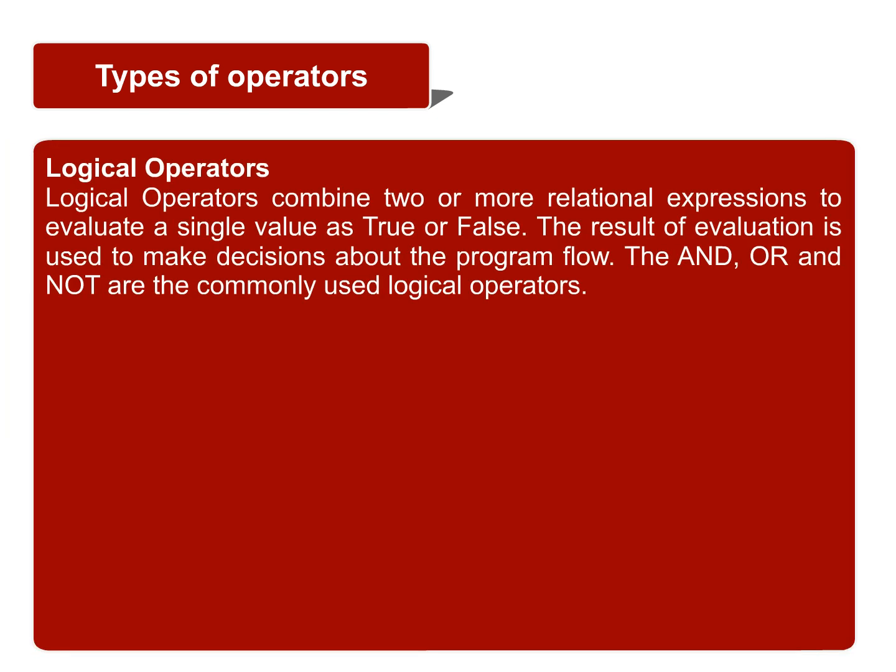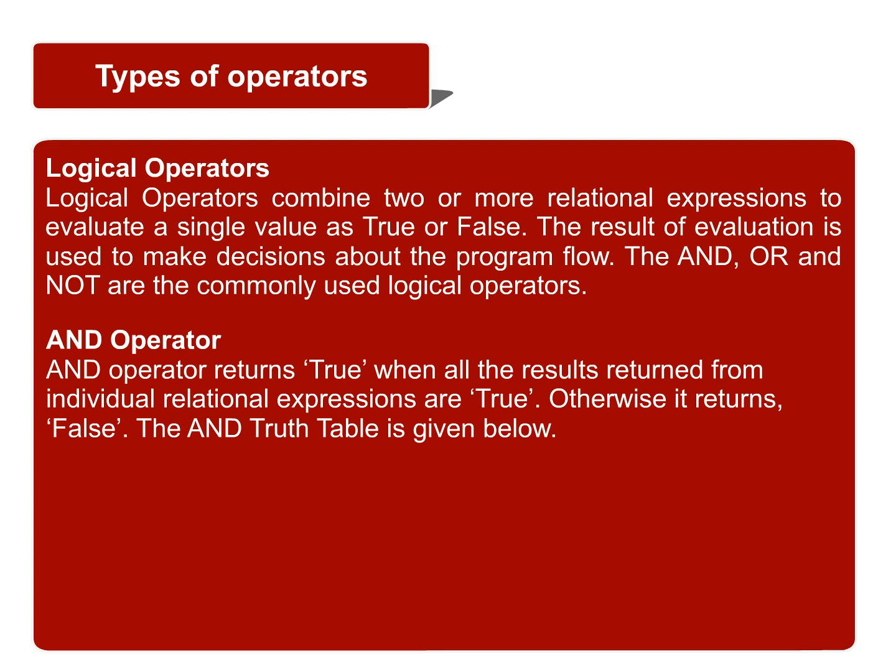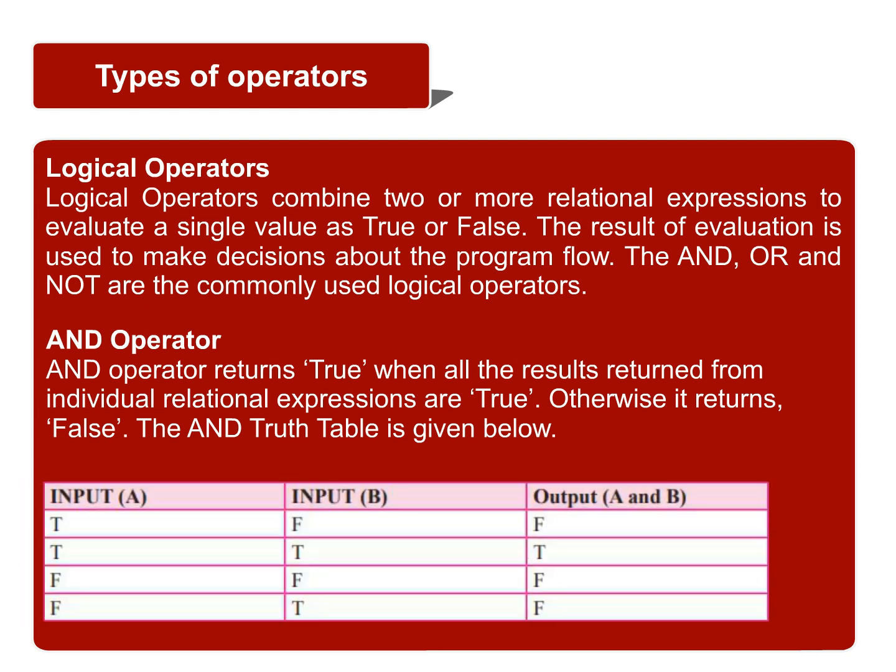Logical operators. Logical operators combine two or more relational expressions to evaluate a single value as true or false. The result of evaluation is used to make decisions about the program flow. The AND, OR and NOT are the commonly used logical operators. AND operator. AND operator returns true when all the results returned from individual relational expressions are true. Otherwise it returns false. The AND truth table is given below.